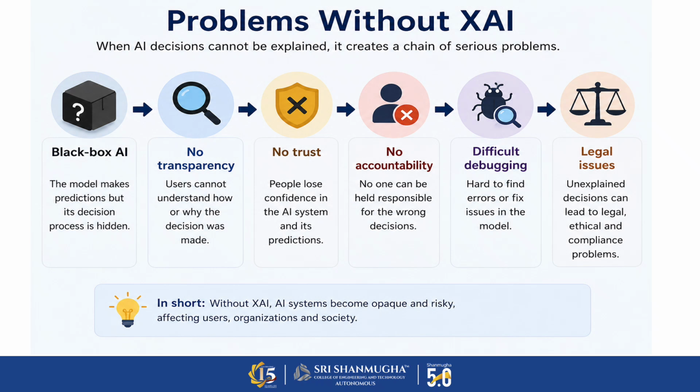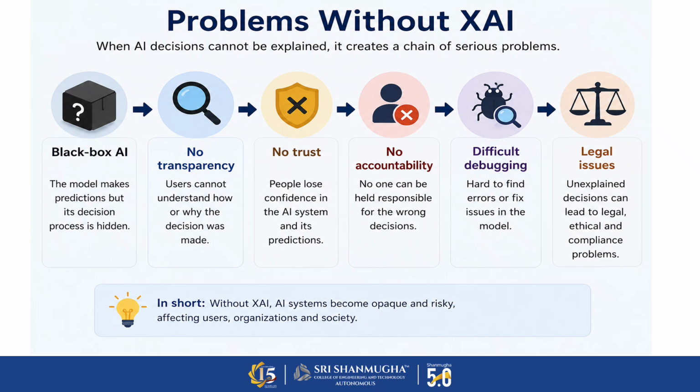Here, these are the problems that occur without using explainable artificial intelligence. Without explainable AI, it is simply called AI. There is no transparency, no trust, no accountability. It is also very difficult to debug, and there are legal issues. So what is transparency? The user cannot understand how and why the decision was made.